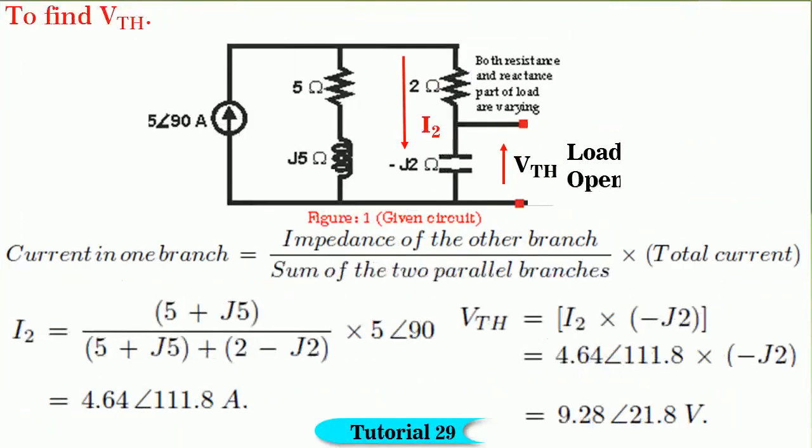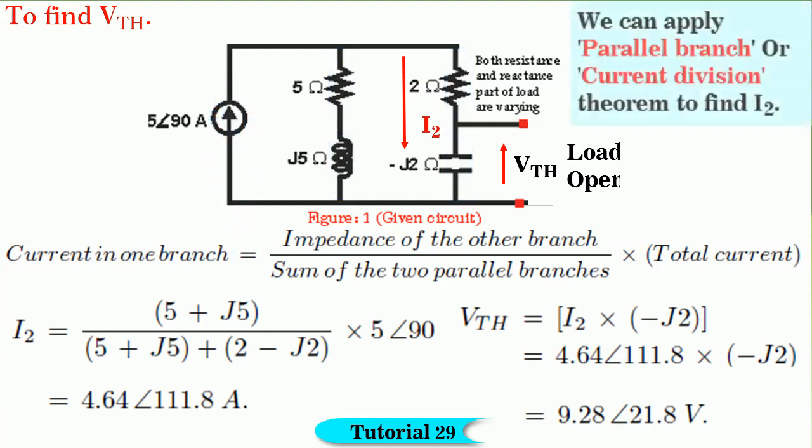So, to find VThevenin, open the load branch as shown in figure. You will observe that two parallel branch impedances, one of 5 plus J5 and the other of 2 minus J2 are in parallel across a current source of 5 angle 90 amperes. So, we can apply parallel branch theorem or current division theorem to find I2.